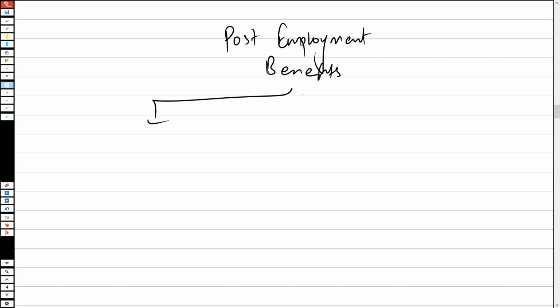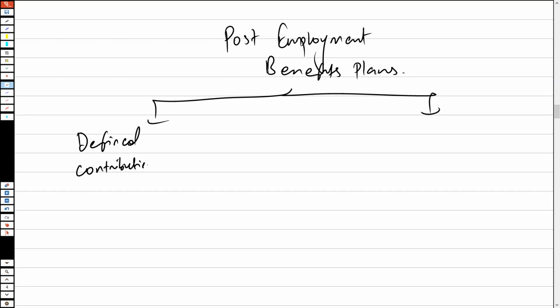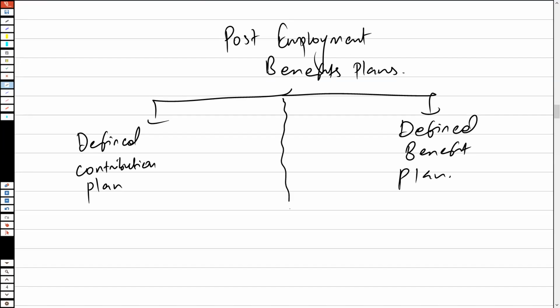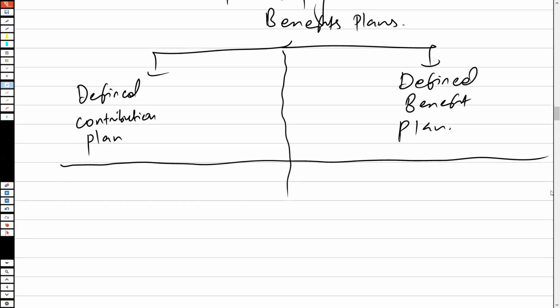With respect to post-employment benefits, there are basically two types of plans. One of them is called a defined contribution plan, and the other is called a defined benefit plan. Now, what's a defined contribution plan and what's a defined benefit plan?